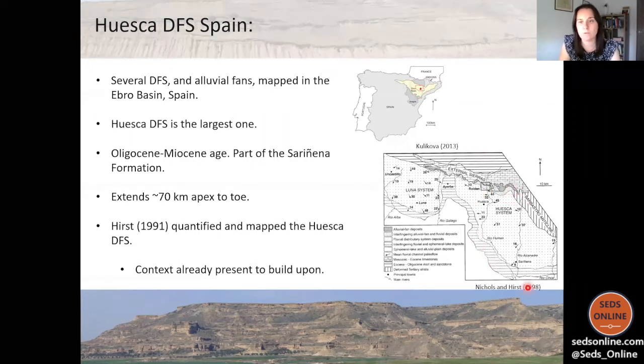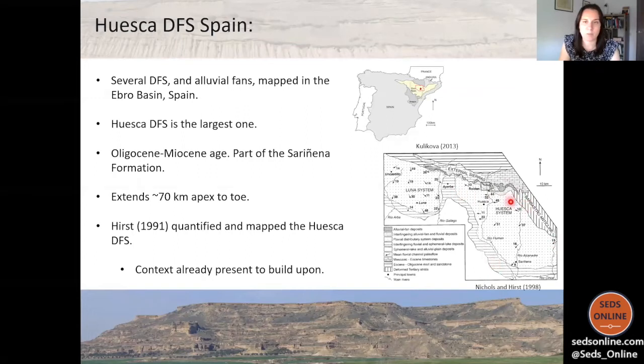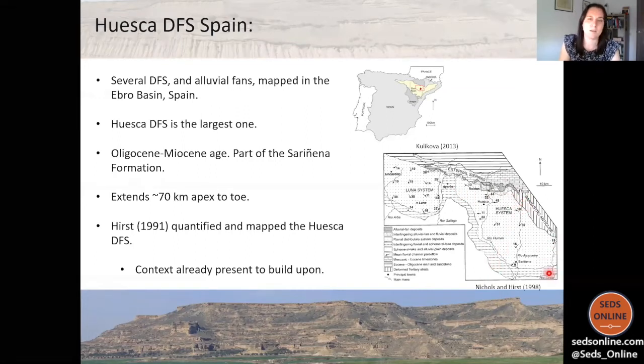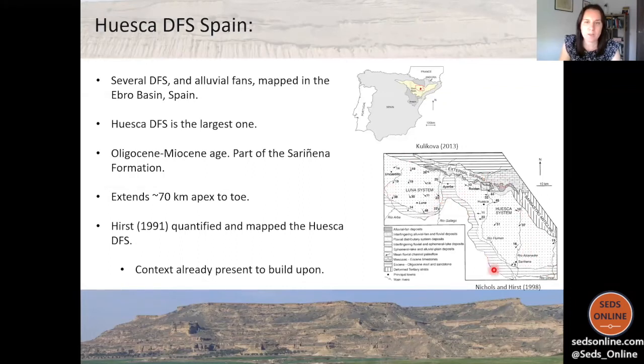We've got the Huesca fluvial system here with radial paleocurrent direction coming out in these directions. And then we've got the smaller Luna system here. But I'm really going to be focusing on the Huesca fluvial system. Behind here, the external sierra area. So this is the source area. And then we go out into the basin center as we move further south.